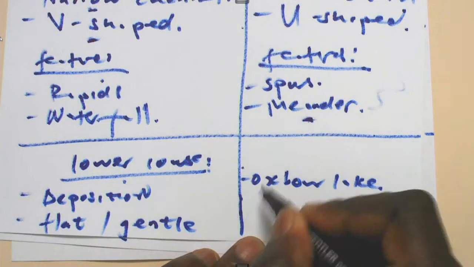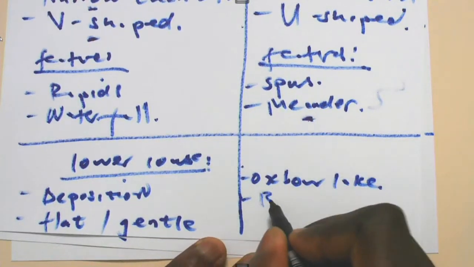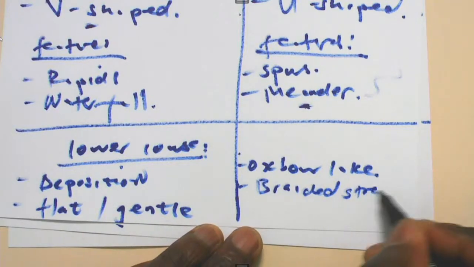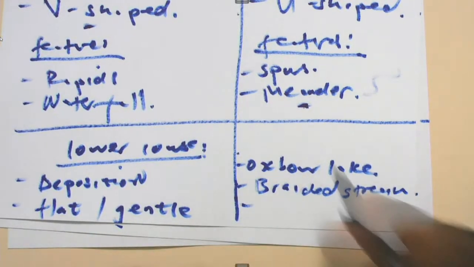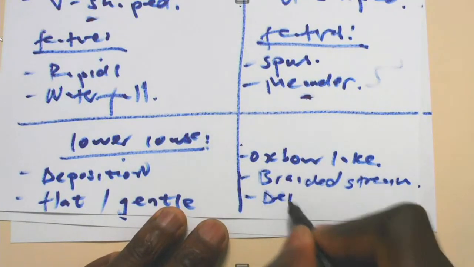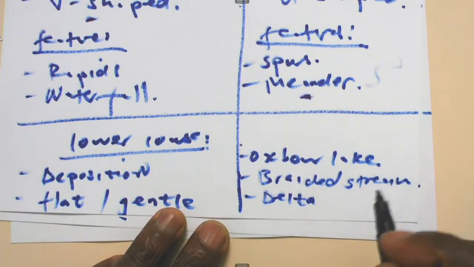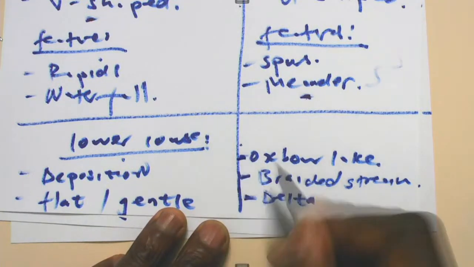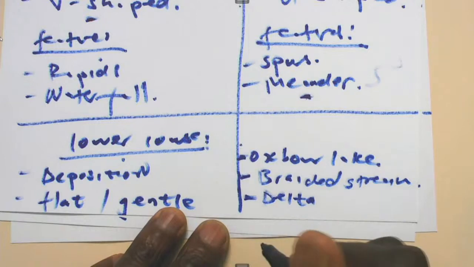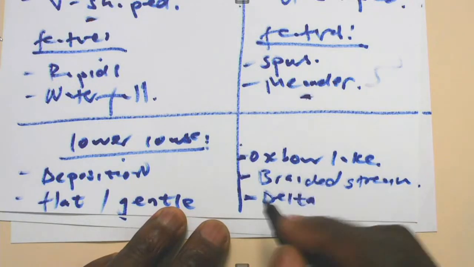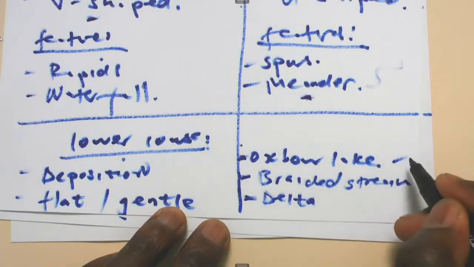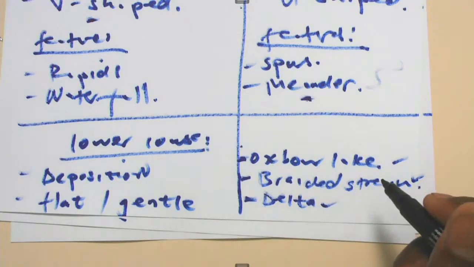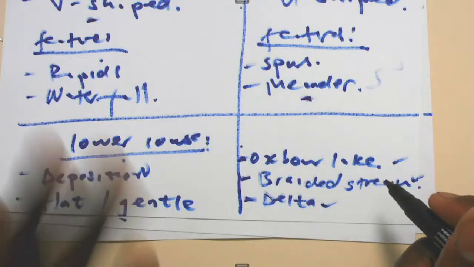might be formed over there. Braided streams might also be formed. Delta might also be formed over there at the lower course. Yeah, these are some of the features that will be formed at the lower course, especially when the gradient started to be gentle or starting to be flat over there.